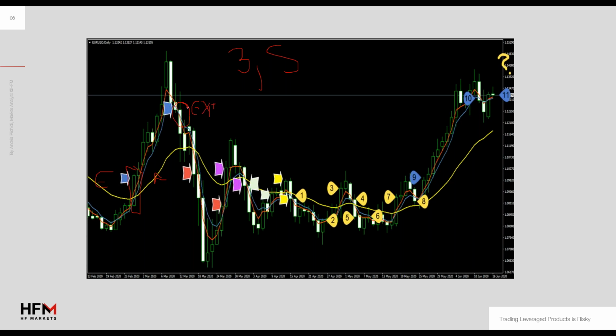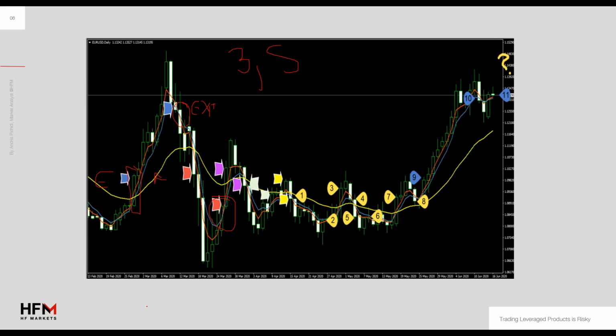The exit level will be on the cross of the 3 below the 5 if we're in a long position. If we are in a short position, the exit will be as soon as we see the 3 exponential moving average above the 5. Is that clear, guys? I will wait a bit for your answer. Cool.